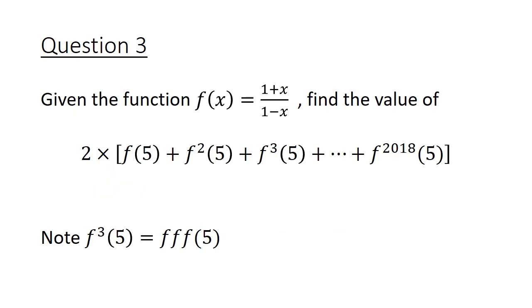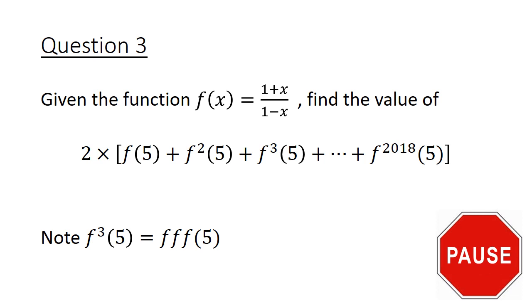Let's have a look at question 3. Given the function f of x equals (1 plus x) over (1 minus x), find the value of this expression below. Note that when we write f with a superscript 3 or 5, this is the same as writing f of f of f of 5. Pause the video here and give this question a good try.